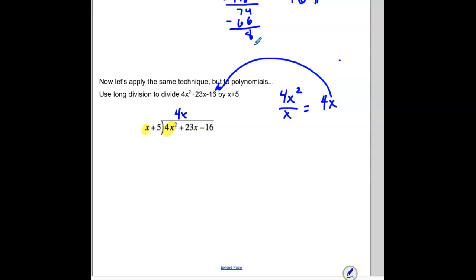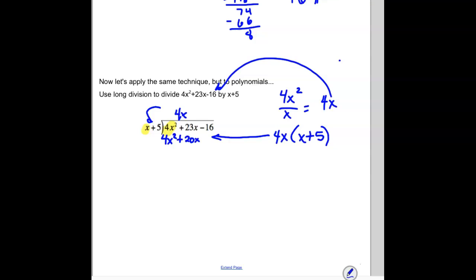Okay? Then we actually take that 4x and multiply it to this whole thing. So we are going to take 4x times x plus 5, and that's what's going to go underneath. So 4x times x would be 4x squared, and 4x times 5 would be 20x.